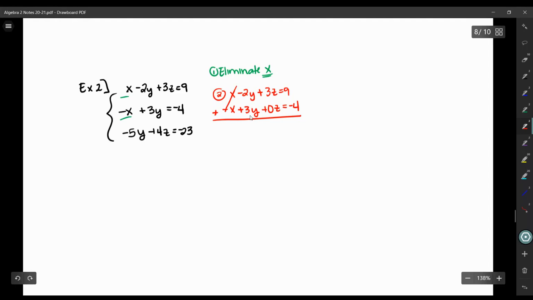x and negative x will add to a 0. Negative 2y plus 3y makes a y. 3z plus 0z makes 3z. And 9 minus 4 makes 5.